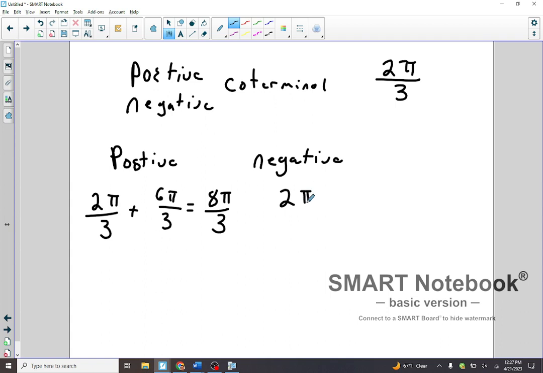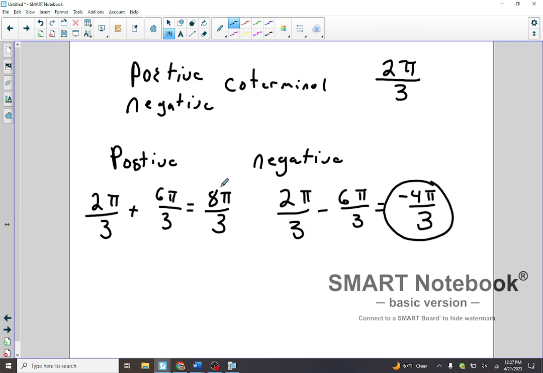And then the other one is negative. So instead of adding 2 pi or 6 pi over 3, I'm going to subtract 6 pi over 3, which equals negative 4 pi over 3. So those are your answers for this one. You found a coterminal angle that's positive and a coterminal angle that's negative. Let's simplify.